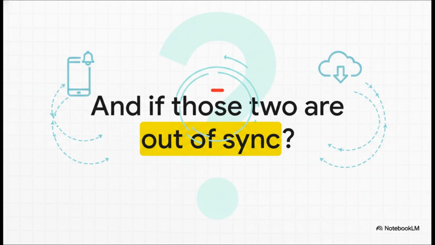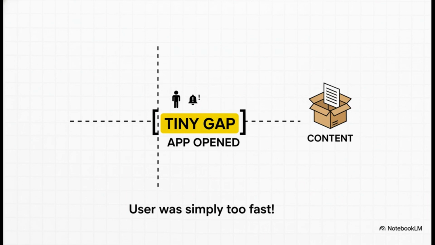You opened the app right in the middle of that gap. And there it is. That's why the app is sometimes empty. It's not fake, it's not a bug. The notification was real. You just got there before the package did. You tapped the alert so fast that you opened the door just as the delivery truck was still pulling up to the curb, and that explains the phantom notification.